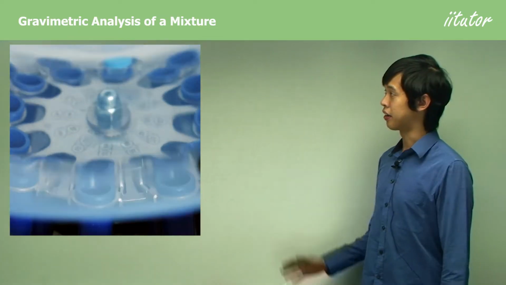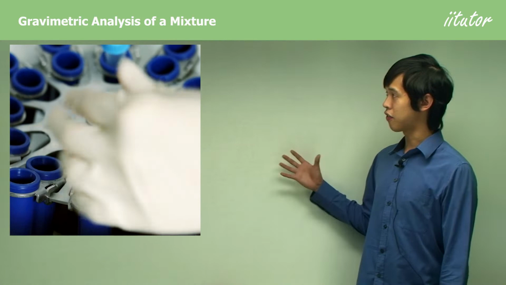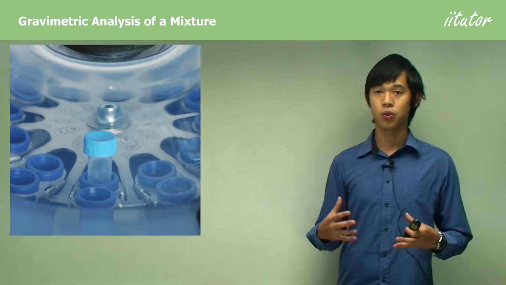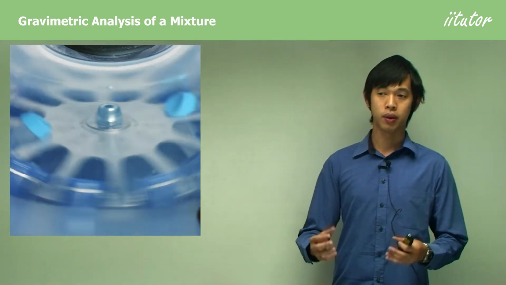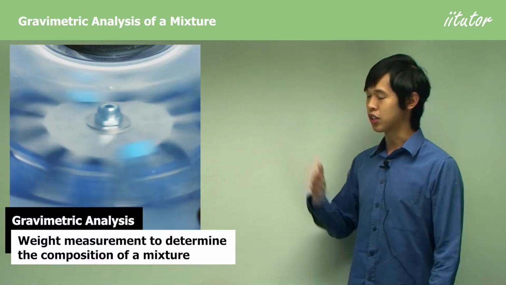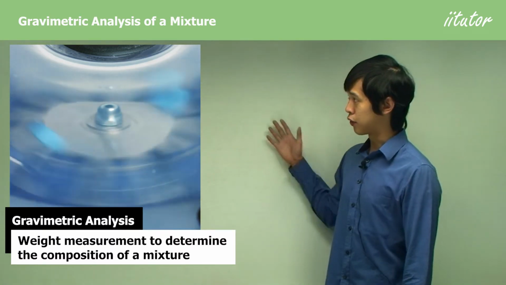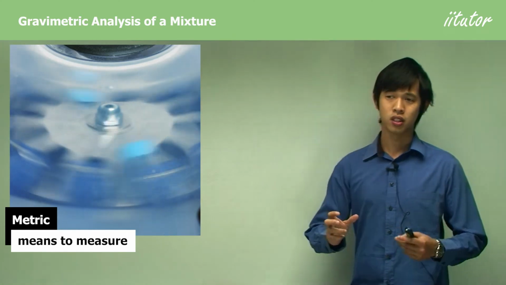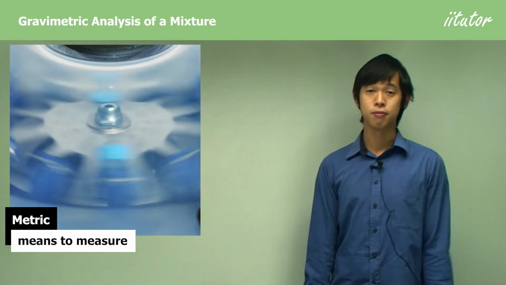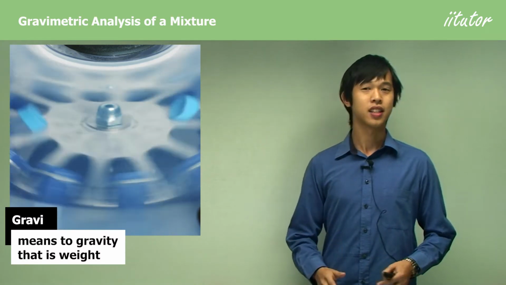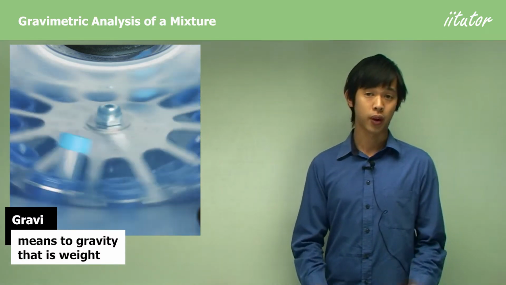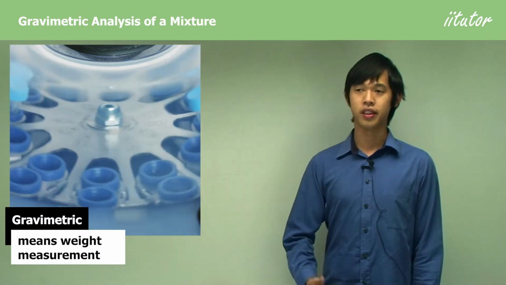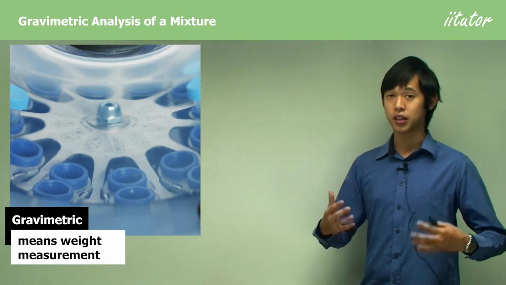So today's lesson will be on gravimetric analysis of a mixture. Gravimetric analysis is just the idea that we use weighing or some kind of weight measurement to determine the composition of a mixture. If you look at the word gravimetric, metric means to measure, so that suffix usually applies to measuring things. And gravi is like gravity, so gravity is related to weight. So if you think of the word gravimetric, you think of weight measurement. That's how we can remember that term.